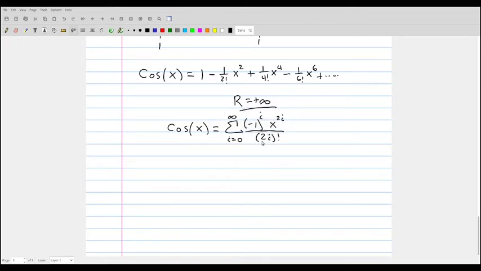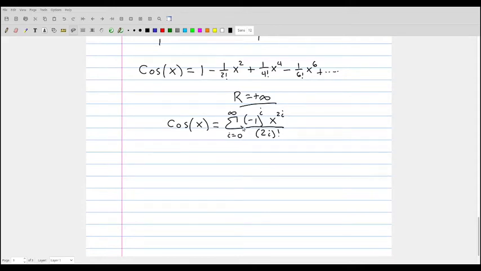So this series is the same as this series right here, but it's a closed form way of writing it with our summation notation, which is much more helpful. It's very, very helpful. Similarly, we can go through and do the exact same thing for the sine function.